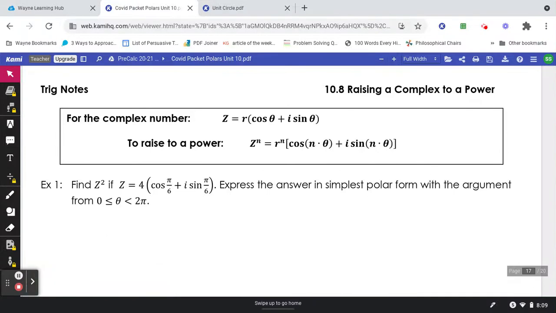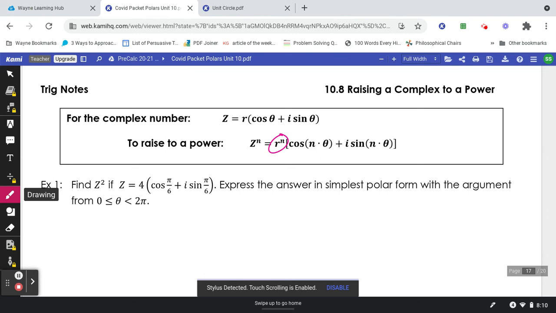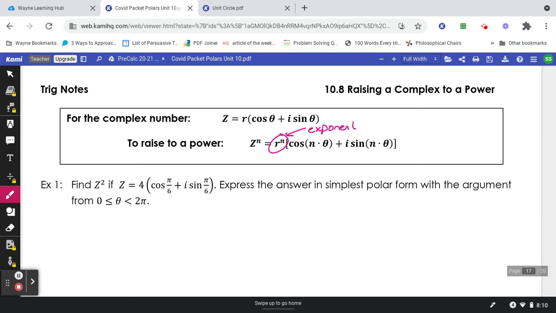These are the 10.8 notes for trig. We're going to be raising a complex number to a power today. So in order to raise it to a power, you're going to take r to that exponent, whatever the exponent is. And then you're going to multiply the n and the theta. So the exponent times the theta.